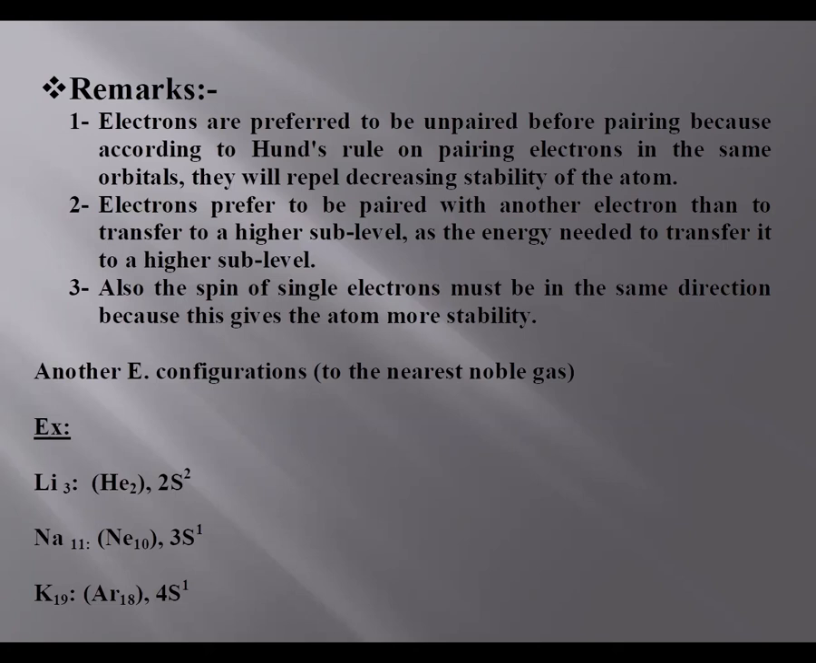After that, we have the electronic configuration using the nearest noble gas. For example, for lithium, the nearest previous noble gas is helium, and after that we have 2s1. For sodium, we have neon, and after neon is 3s1. For potassium, we have argon, 18, and after argon we have 4s1.